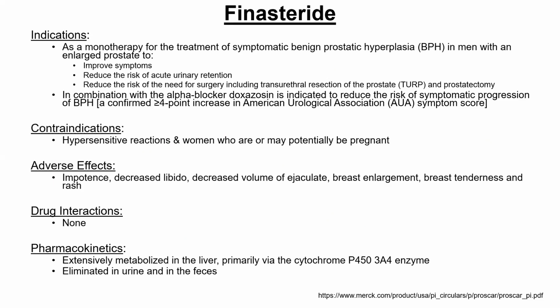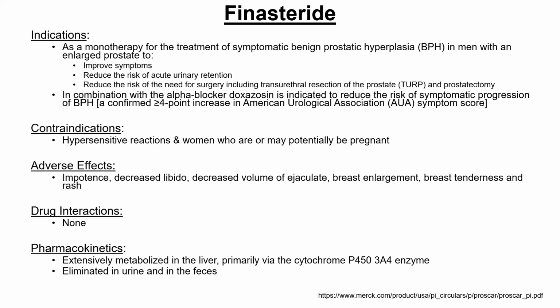It is also used in combination with an alpha blocker, doxazosin, to reduce the risk of symptomatic progression of BPH. So both as a combination and as a single drug, there is a specific use of this drug. Contraindications: hypersensitivity reaction, and women who are or may potentially be pregnant.